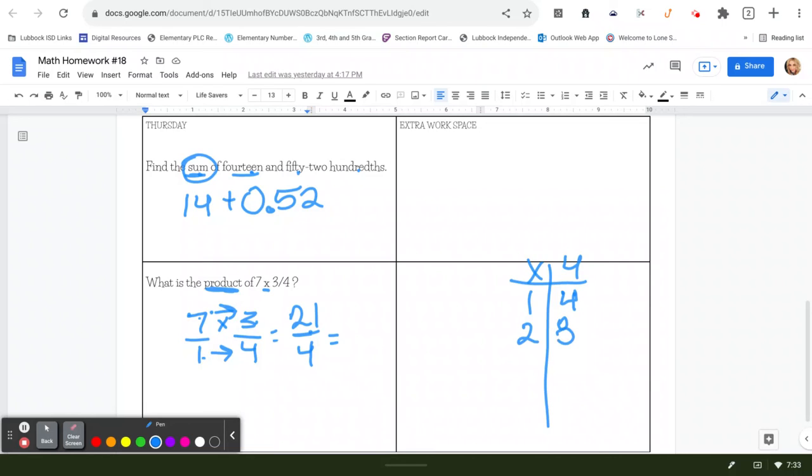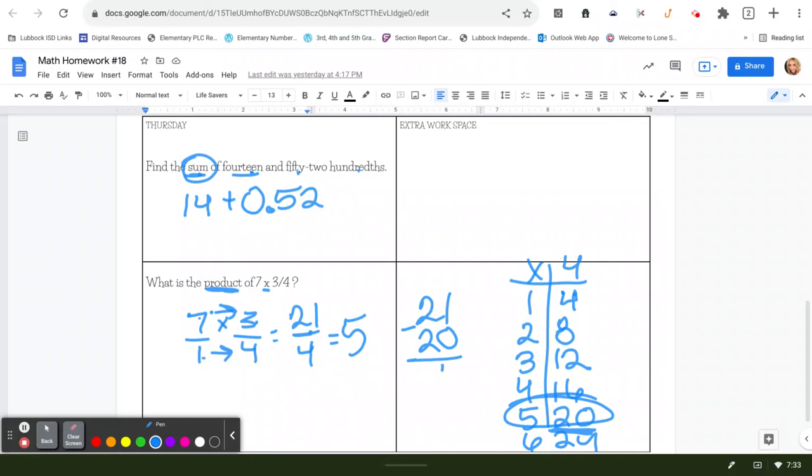2 times, $8. I can get closer to 21. 3 would be 12. 4 would be 16. 5 would be 20. And 6 would be 24. So I can get my money 5 times. That's my whole number. Look right here. That's how much money I'm taking from the bank. So 21 minus 20 leaves $1 in the bank, and I got my $4.